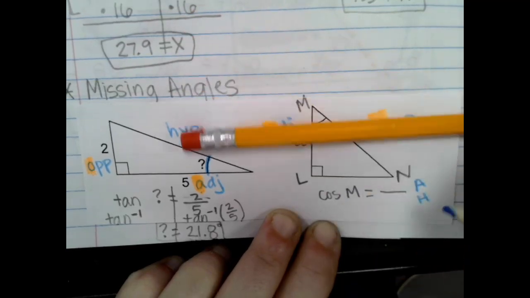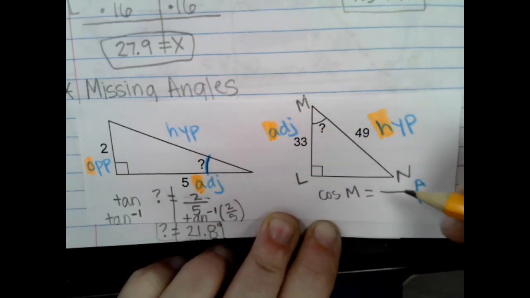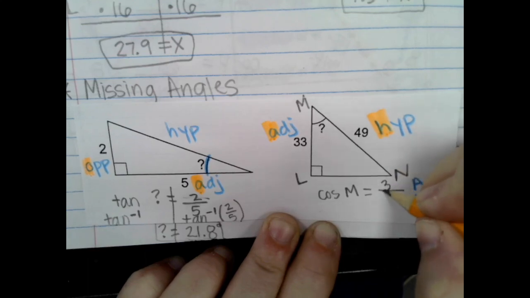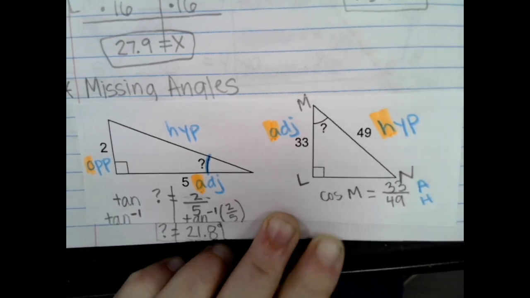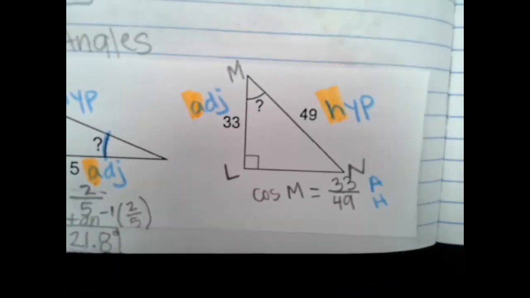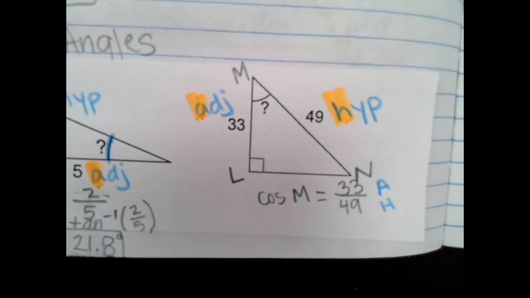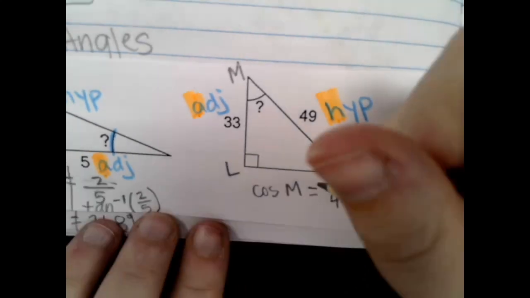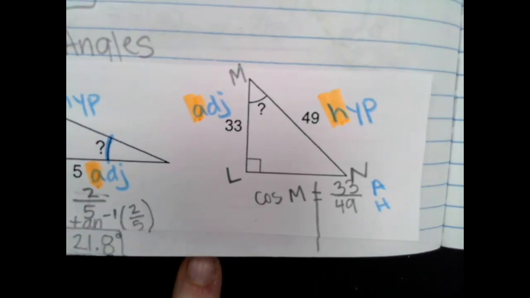Adjacent over hypotenuse. That's that CAH. You know, it goes C-A-H. So my adjacent is 33 over my hypotenuse, 49. And then my goal is to solve for, I'm sorry, not solve for cosine. What are we solving for? M.